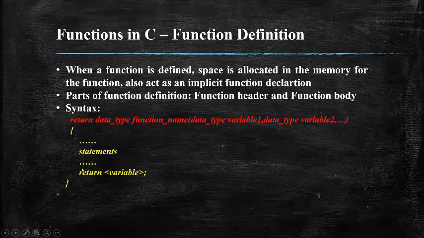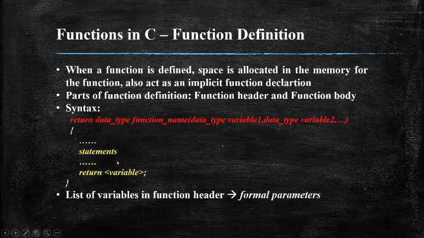The list of variables inside the function header is called the formal parameters, and as I told you, sometimes the parameters may be optional. A function header can have 0 to many parameters. 0 in the sense your function may not accept any input arguments, or it will not have any input parameters or variables of any data type. So there may be no parameters, or it can have many parameters for your function.